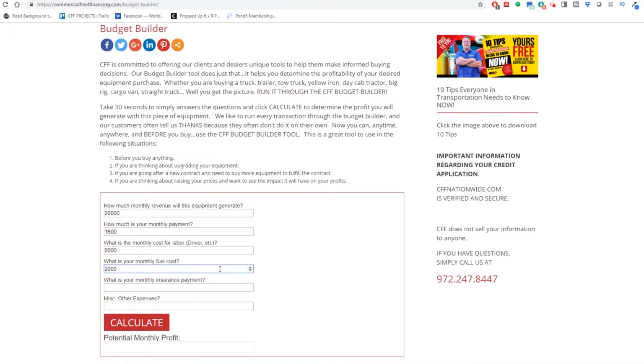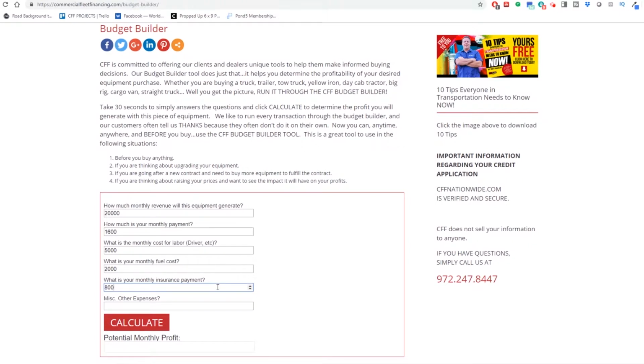The next field is something that many of our customers are unsure of, and this is what is the cost of your monthly insurance. And we actually think that many customers now, in a rising insurance environment, are underestimating the cost of insurance. So we want you to use $800.